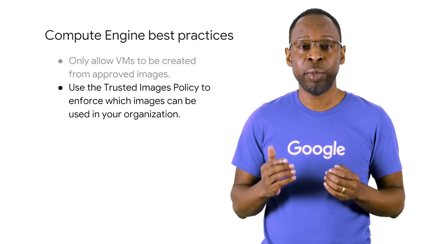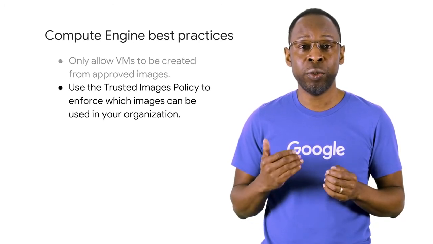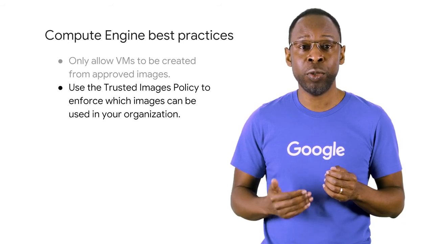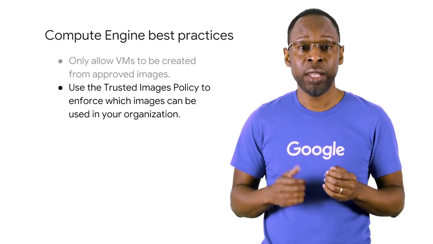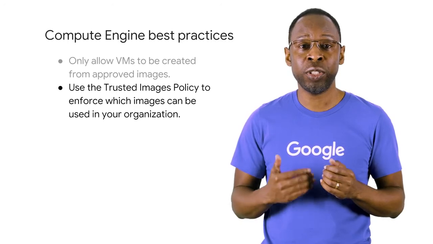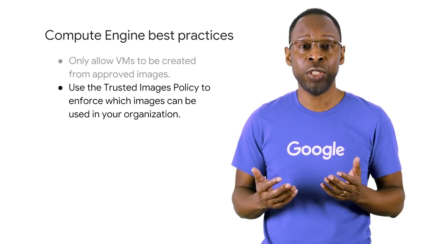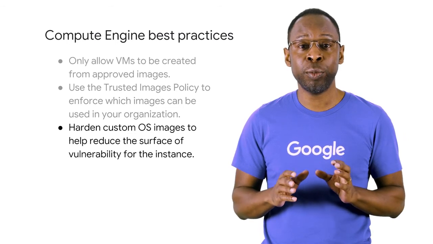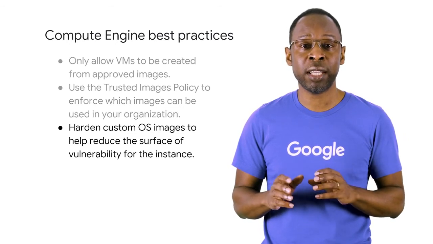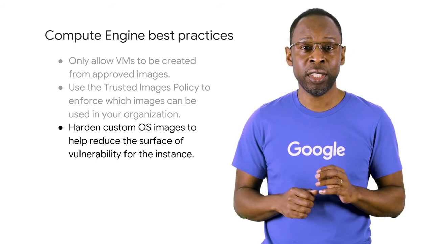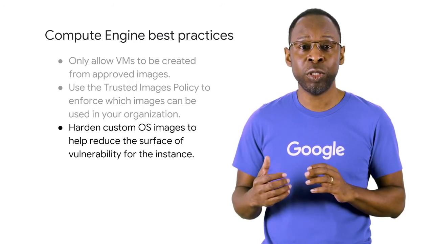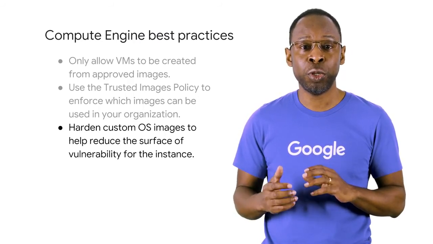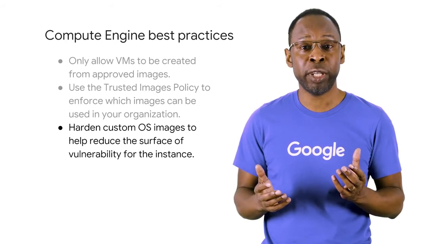This can be done by using the Trusted Images policy to enforce images that can be used in your organization. This allows you to host organization-approved hardened images in your GCP environment. Hardening a custom OS image will help you reduce the attack surface for your instance. Making hardened images available in your organization can help you reduce your organization's overall risk profile.